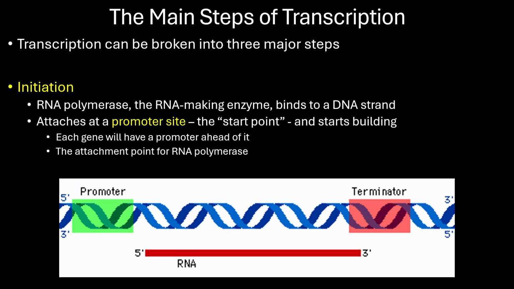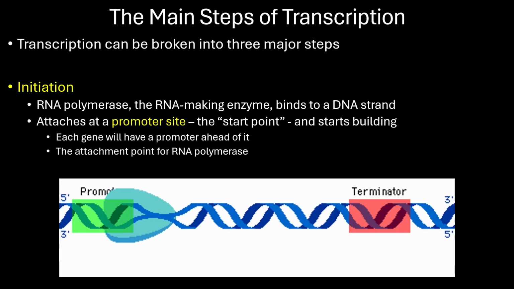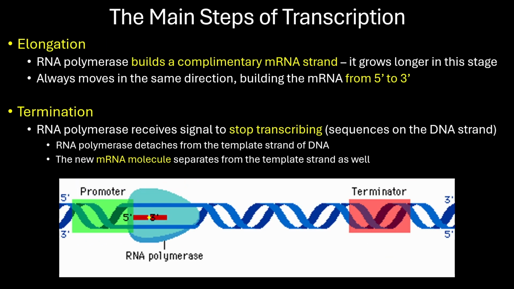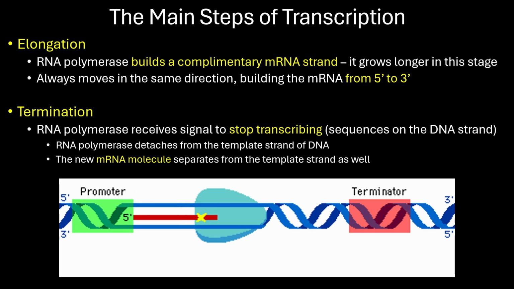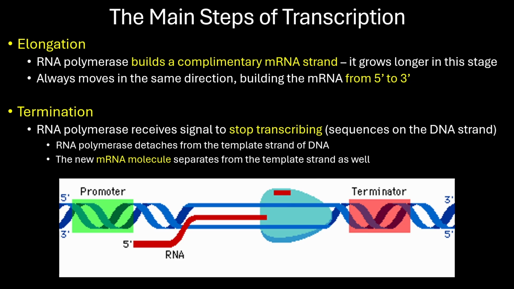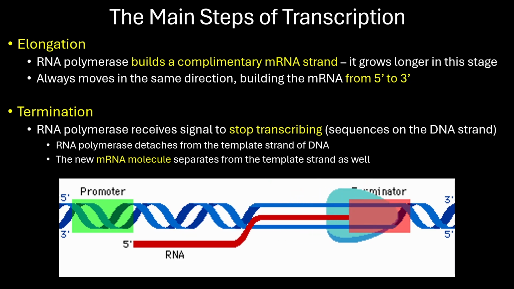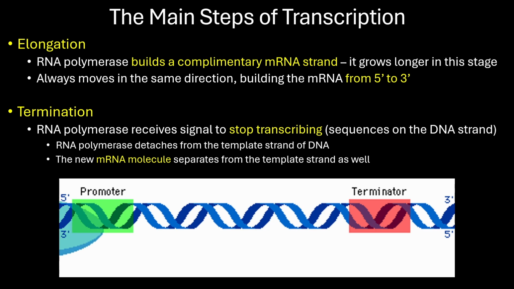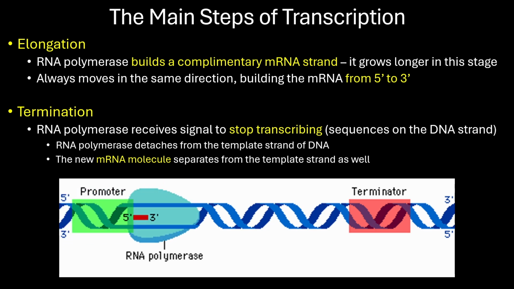RNA polymerase attaches to that promoter site. Then we move on to the next step, which is elongation. This is where RNA polymerase is going to be actively constructing that new strand of mRNA. It's going to grow longer and longer as the enzyme moves across this template strand of DNA.